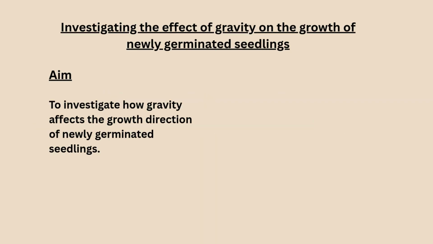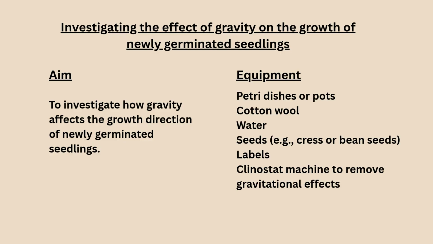Now we'll have a look at gravity. In this experiment, our aim is to investigate how gravity affects the growth direction of newly germinated seedlings. And again, we have an equipment list. One difference is here we have a clinostat machine, which is used to remove gravitational effects.